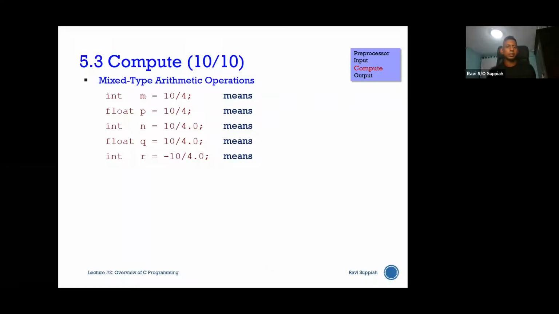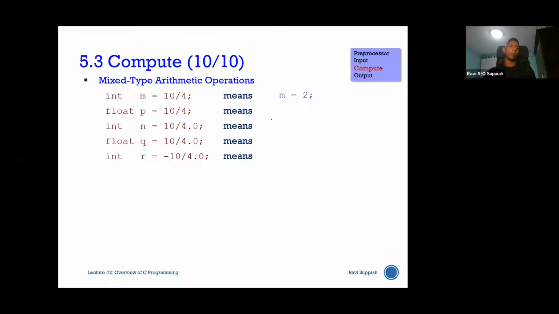Okay, so this is another interesting slide to give you a better idea of mixed type arithmetic. Integers are whole numbers, floats and doubles deal with decimal points. But in many cases, you may have computations that involve mixing both of these together. So what actually will happen? Let's look at it one by one. In the first case, you have 10 divided by 4. That is definitely not a whole number, so you get 2.5.